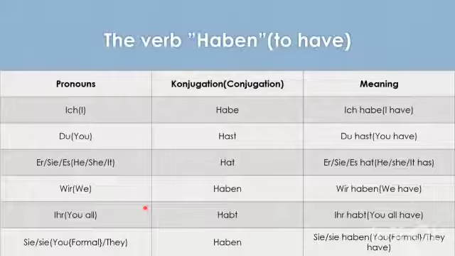Sie, one with a capital S and one with a small s. The meaning of the capital S, Sie, is you in a formal way, and the small s, sie, means they. So for both of them, the conjugation is haben. Sie haben. The capital S is for you in formal, and the small s for they, and together they make you or they have.